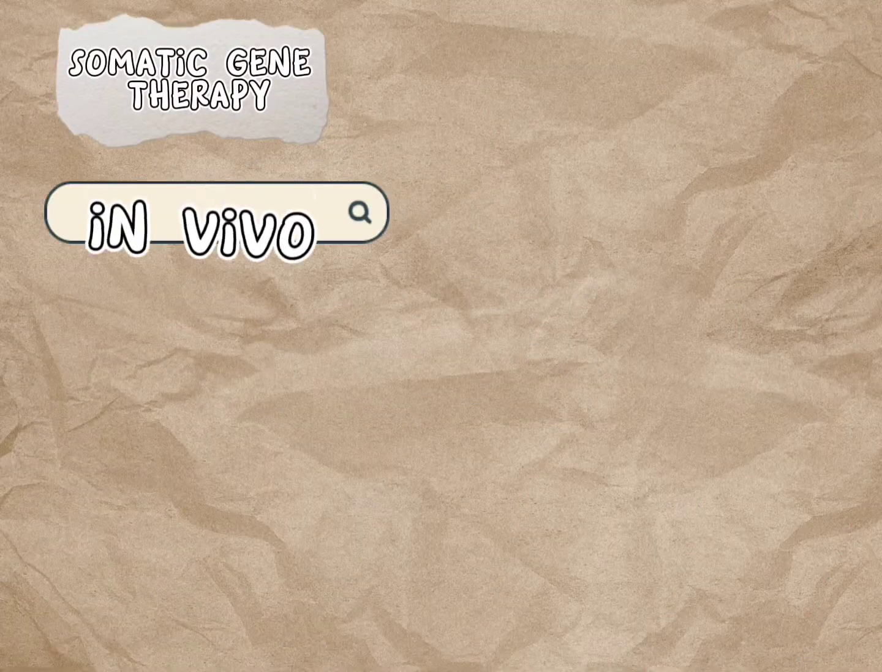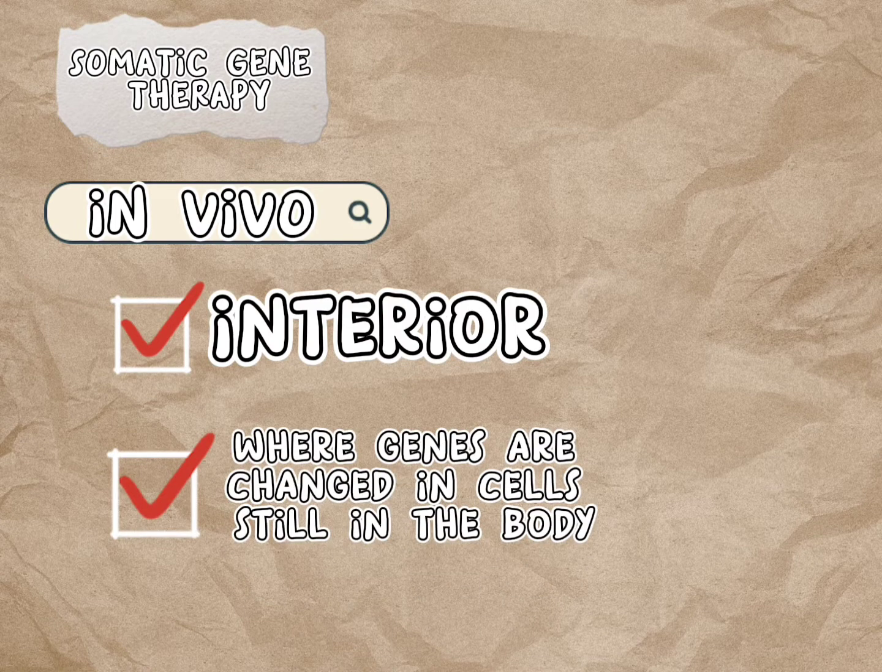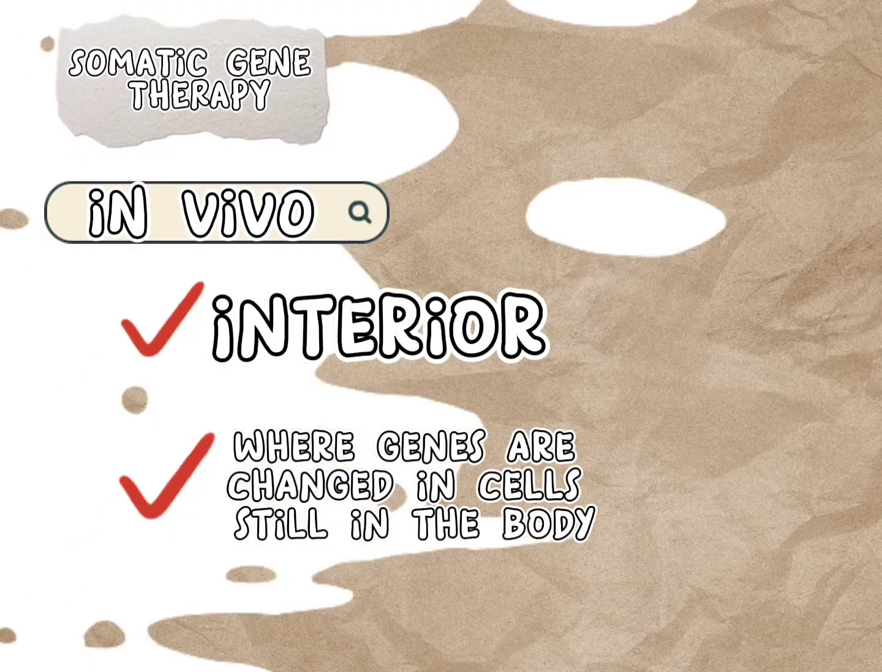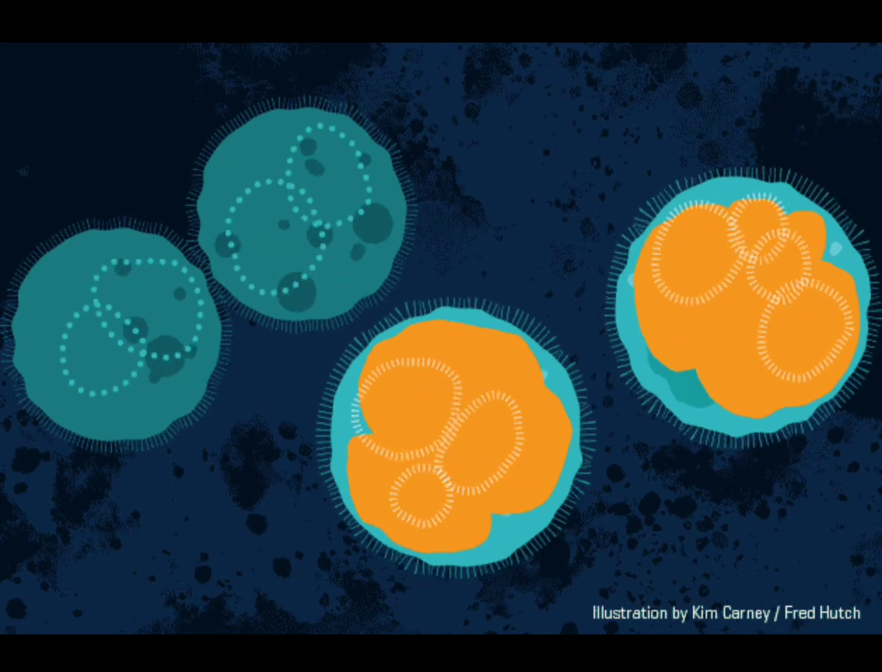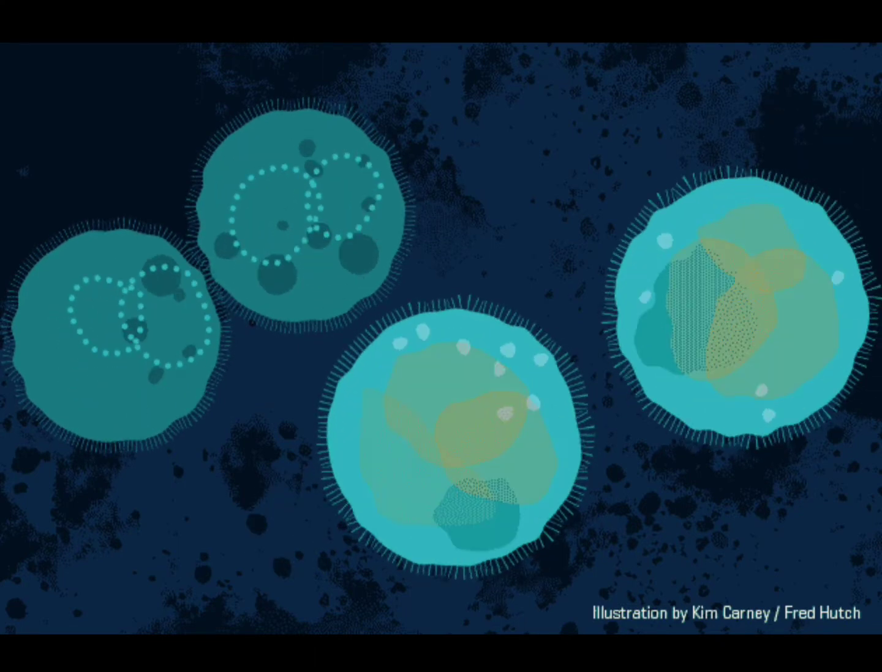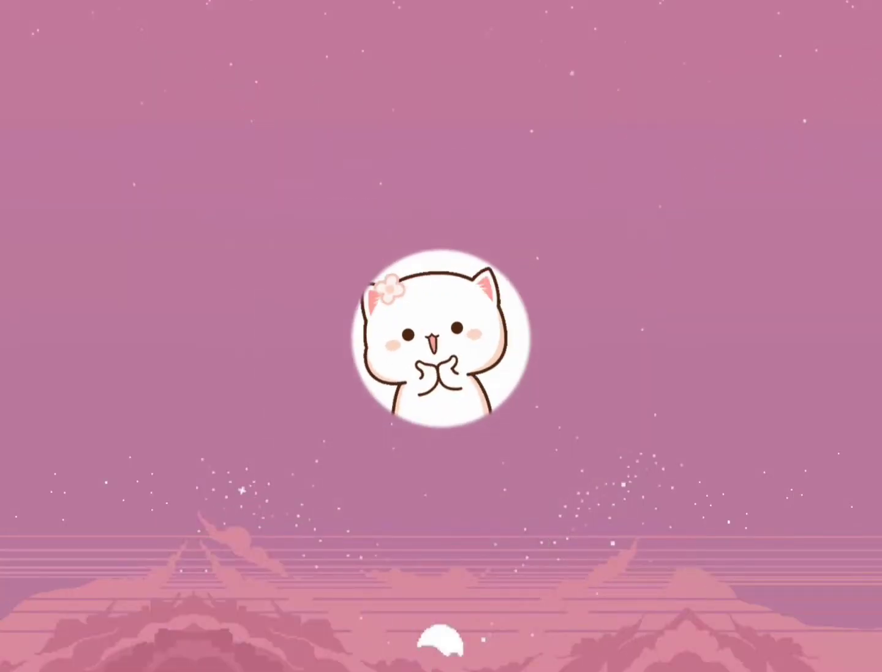Next is in vivo, which means interior, where genes are changed in cells still in the body. This form of gene therapy is called in vivo because the gene is transferred to the cells inside the patient's body.